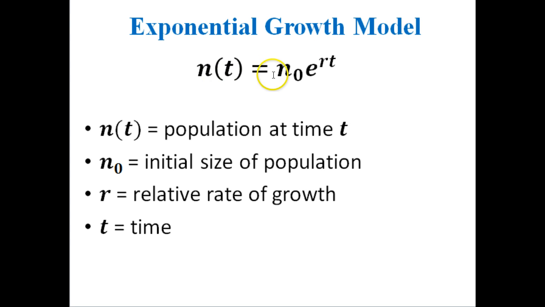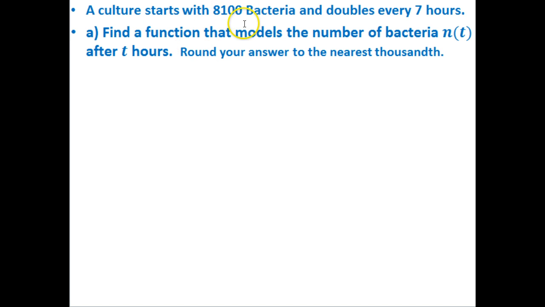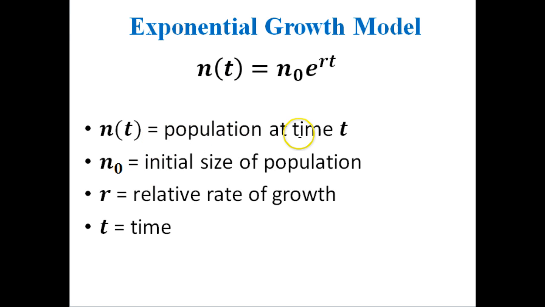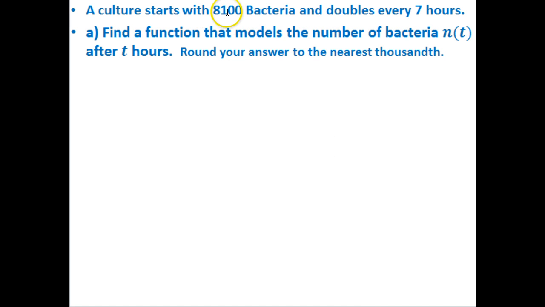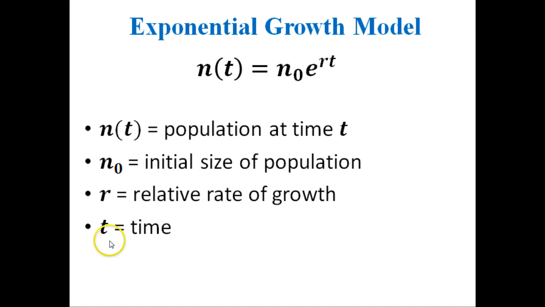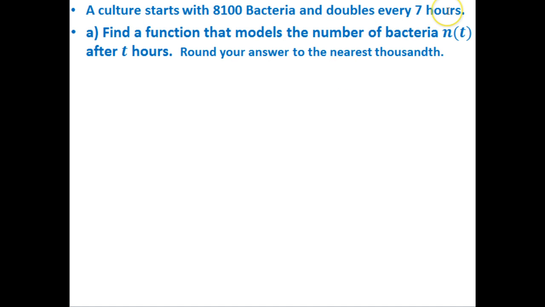N of t equals N naught e to the rt. N of t is the population after a given amount of time. The initial population is a big one here, and we know our initial population: it is 8,100. Then we know that the population at a given time has doubled, so twice as much as 8,100. We also have growth rate and time. We know the time is 7 hours. We don't know the growth rate; that's what we're trying to determine. That will be part of our model here.